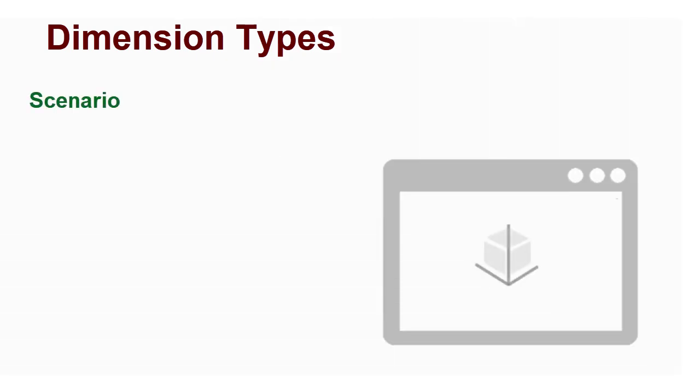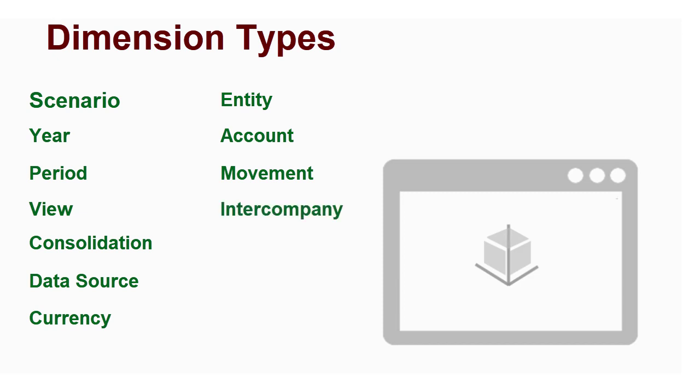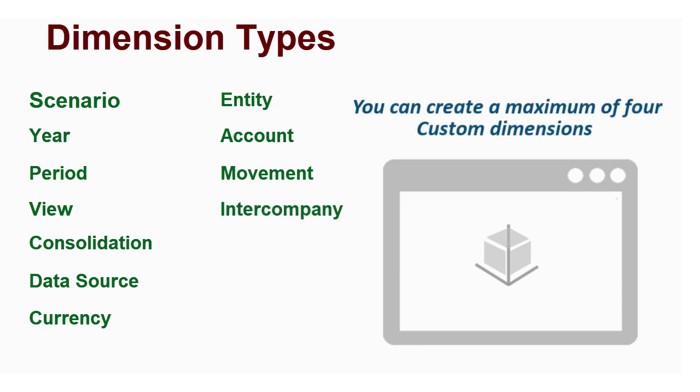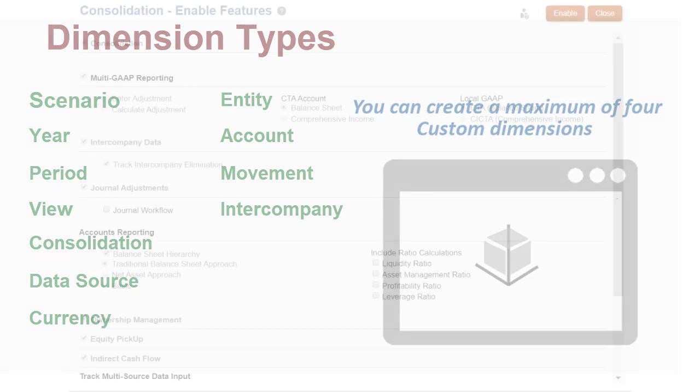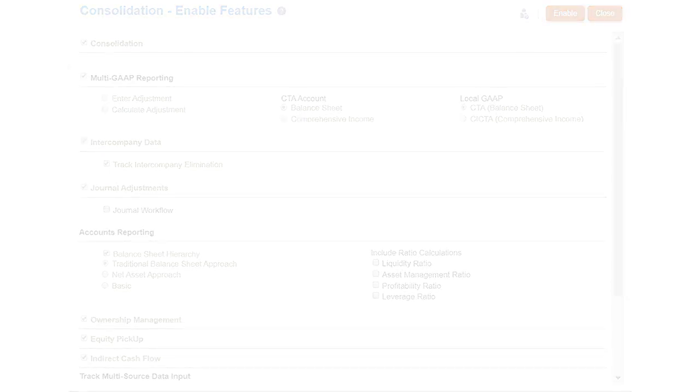There are 11 standard dimension types: scenario, year, period, view, consolidation, data source, currency, entity, account, movement, and intercompany. You can create a maximum of 4 custom dimensions based on your application needs. If your application is enabled with the multi-GAAP reporting option, you can only create 3 custom dimensions.